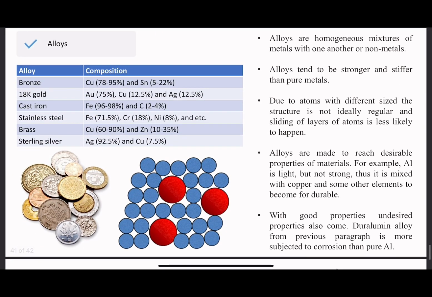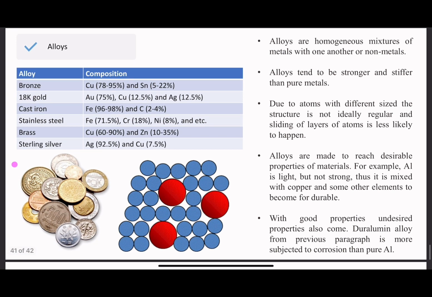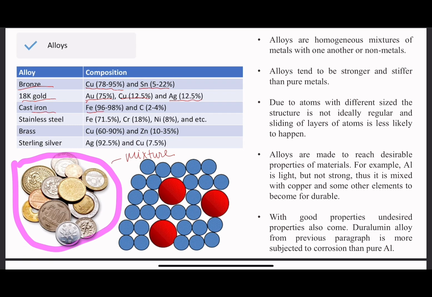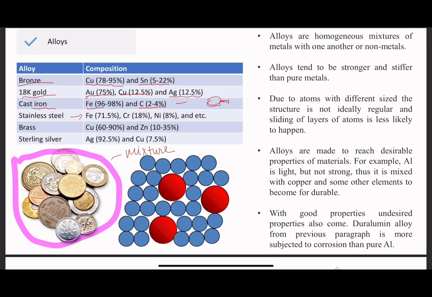Okay, so now the final thing is the alloys. So for example, all these coins you guys see here, they are all alloys. They are mixtures, okay? Mixtures. For example, bronze, the ones that you see in the Olympic medal ceremony, they are made of copper and tin. For example, 18K gold, look at how it's made: 75% of pure gold, and we got copper and silver. Cast iron, it is made out of iron and carbon. Cast iron is the one that you use at home to cook your food on, like really heavy pans. Okay, those are cast irons. And then you have stainless steel, like for example your cutlery. They are made of this guy.